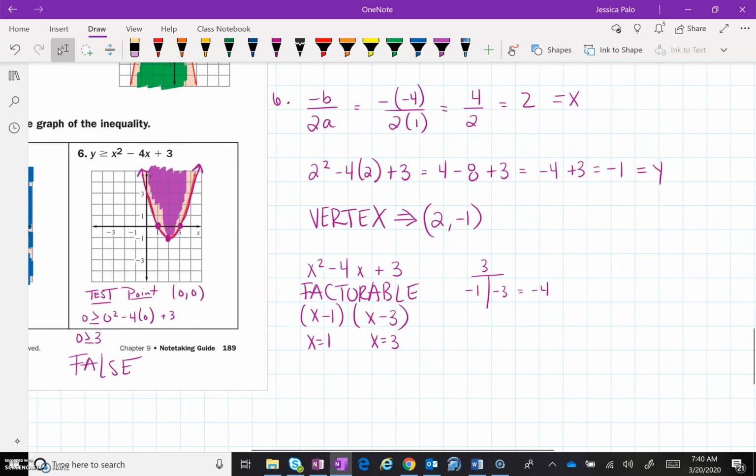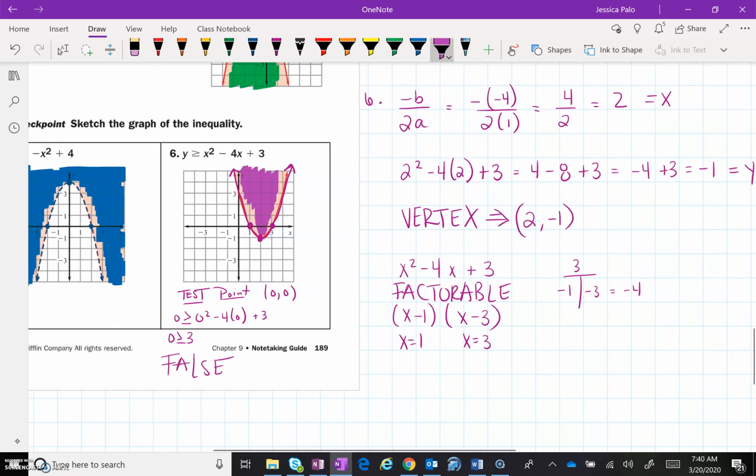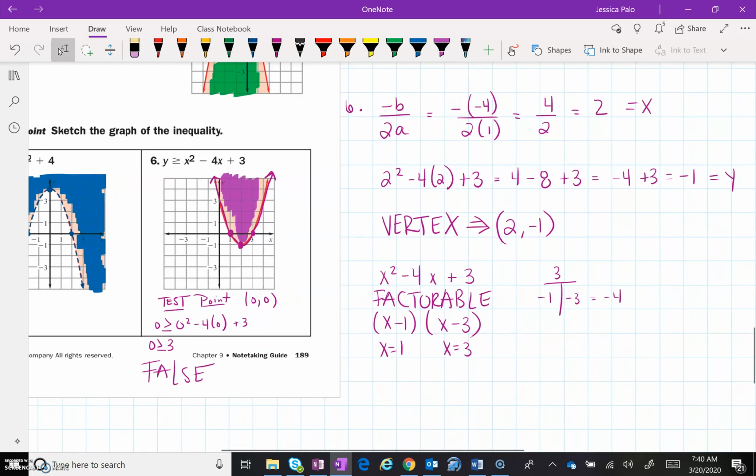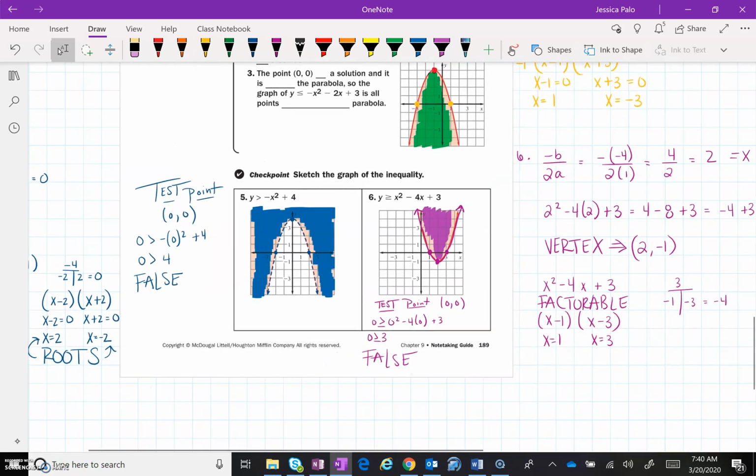Number 6, same steps. Find the vertex, factor, or use the quadratic formula to find the roots. We use the test point 0, 0 again. 0 is not greater than or equal to 3, so this one was also false. So we had to shade everything on the inside of the parabola because 0, 0 was on the outside. And there you have it. Quadratic inequalities.